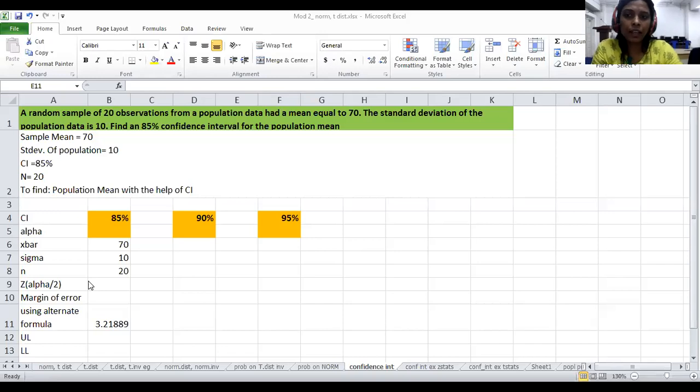So in this Excel, again, I have the same question there. Okay, so you have the same question and whatever data that we have is given over here. It would be good if you can write it like this, so it becomes easier for you to calculate and also refer back to that.